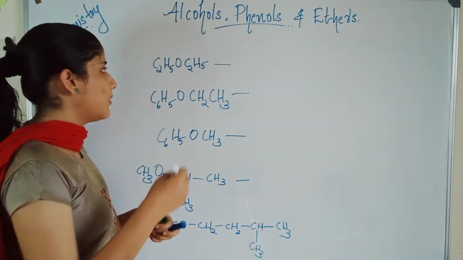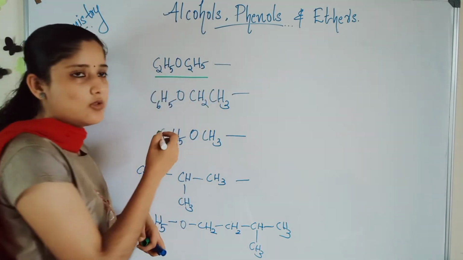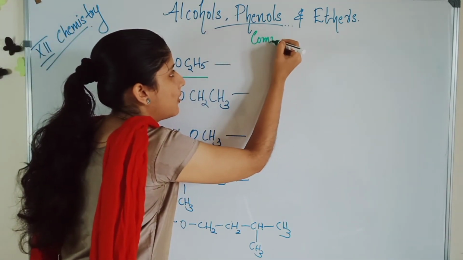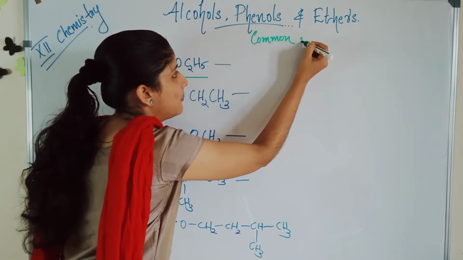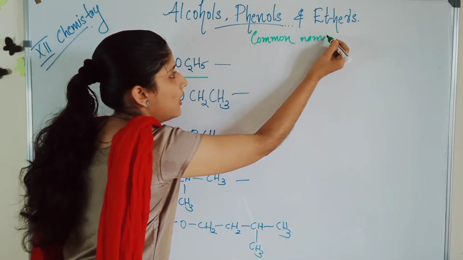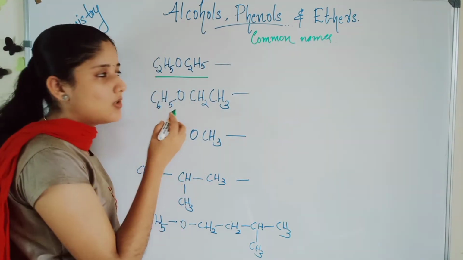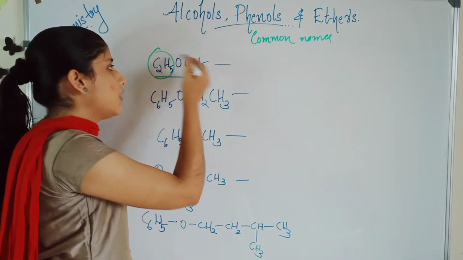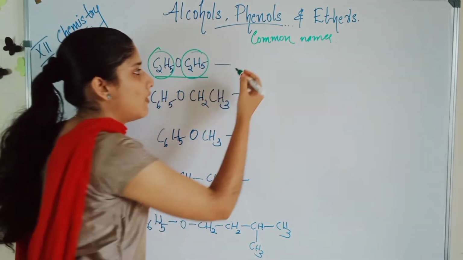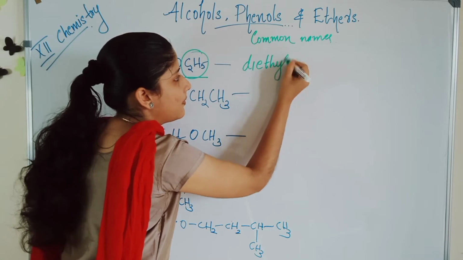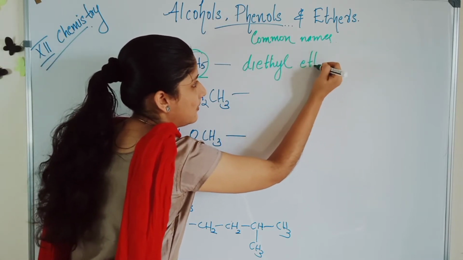Next example is C2H5O C2H5. We are discussing about the common names, okay? Common name. Then we will discuss about the IUPAC nomenclature. First the common name. C2H5O C2H5 is what? Both the alkyl groups are identical. So we will call what? Diethyl ether. This is diethyl ether.